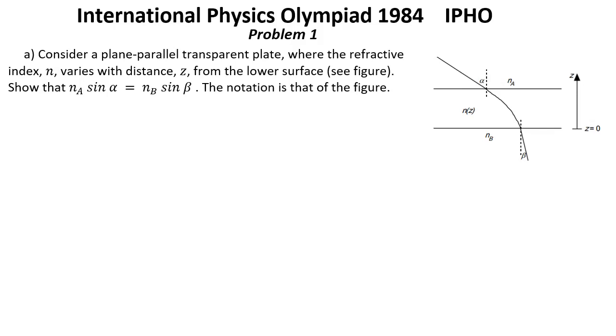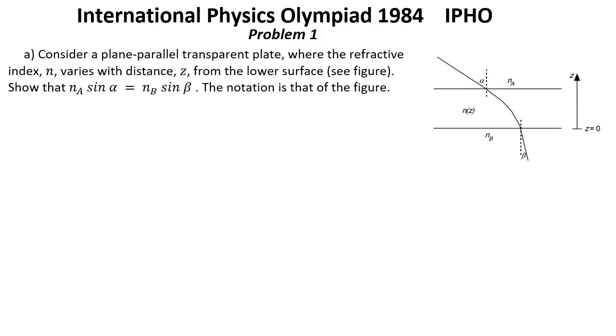Solution for question A. Consider a plane parallel transparent plate where the refractive index n varies with distance z from the lower surface. See figure. Show that n_A sine alpha equals n_B sine beta. The notation is that of the figure.